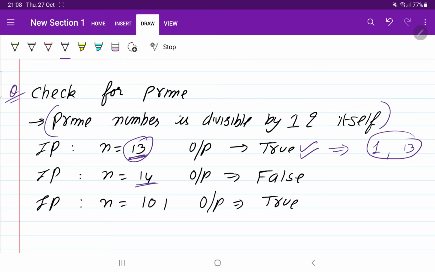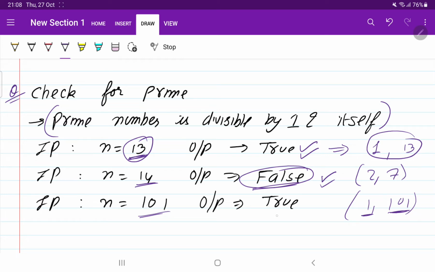If I ask you, if n is equal to 14, can you tell me whether it is a prime or not? You are going to say no, it is not a prime because it is divisible by 2 and by 7, other than 1 and 14. So we need to return the value as false. If I ask you, if n is equal to 101, what are you going to say? That 101 is divisible by only 1 and itself. So here we need to return the value as true. I hope the question is clear to you now.